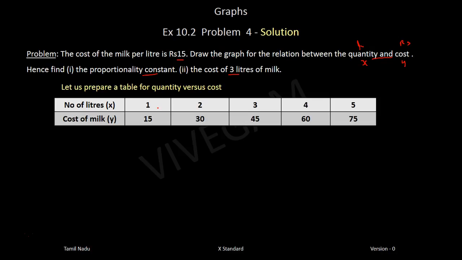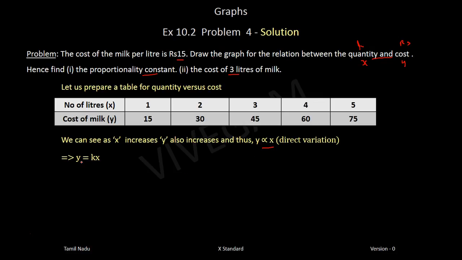So what you have to see, as x is increasing, y is increasing. So which means y is directly proportional to x. It's a direct variation. All costs are direct variations. Please keep in mind. So when y is directly proportional to x, what do we get? y equal to kx, and k is y by x. For this point, y is 15 and x is 1. So 15 by 1. This is 30 by 2, 45 by 3, 60 by 4, 75 by 5.